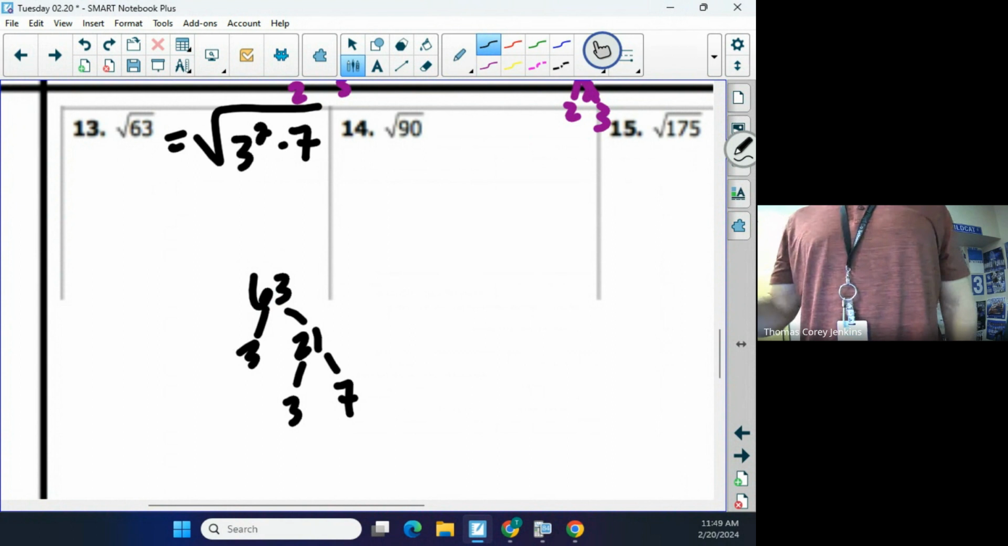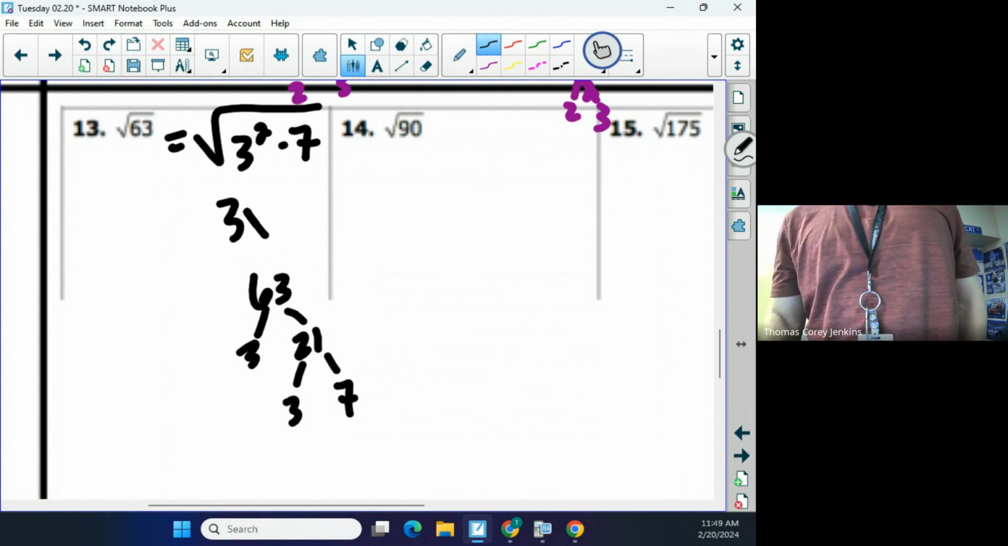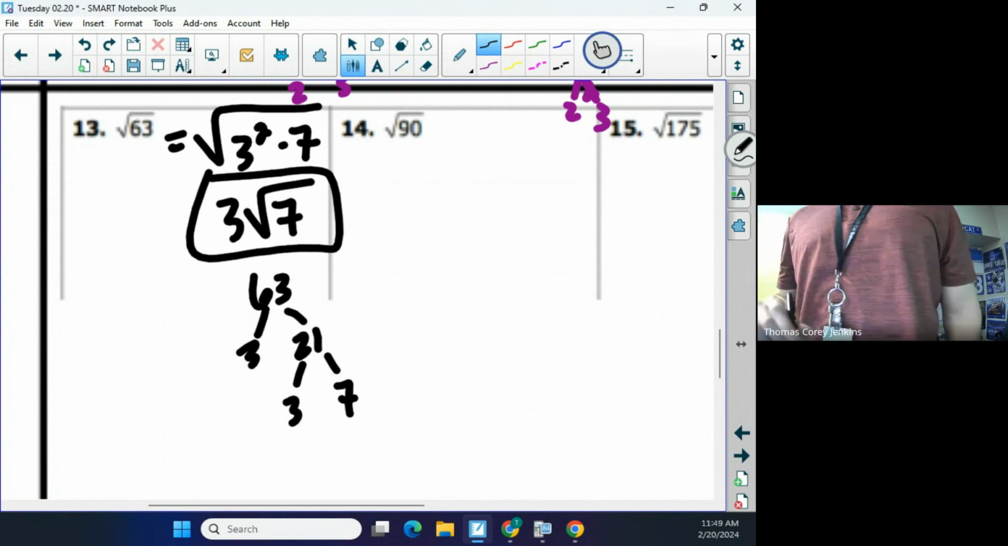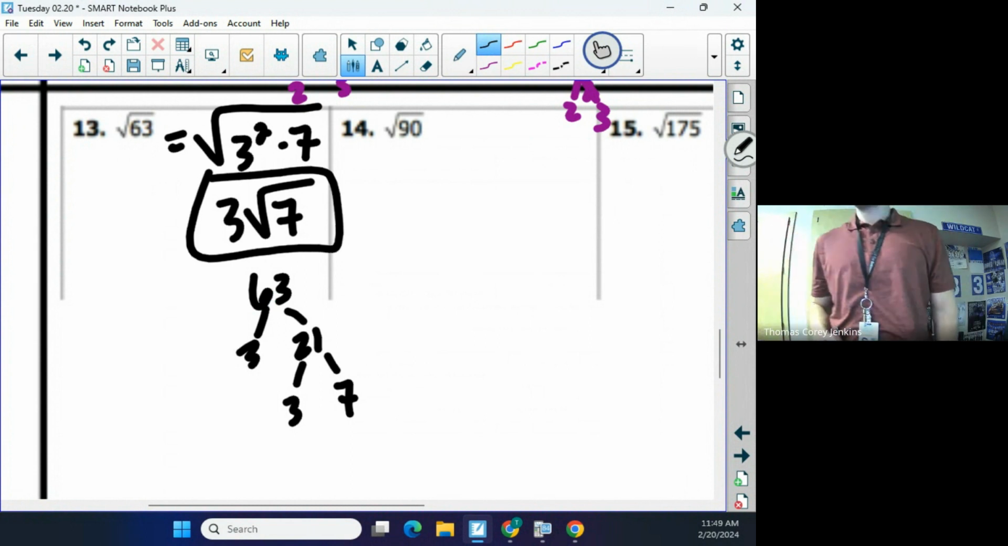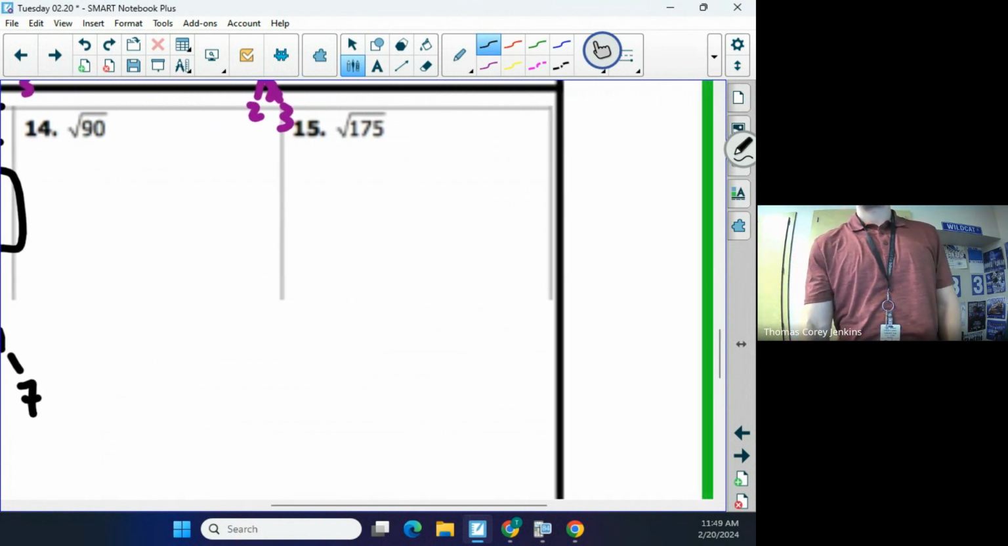All right, it goes like this. The square root of 3 squared is 3. 7 is not a perfect square, so it stays under. So 3 square roots of 7. Okay, let's do 14 and then let you guys have a try.